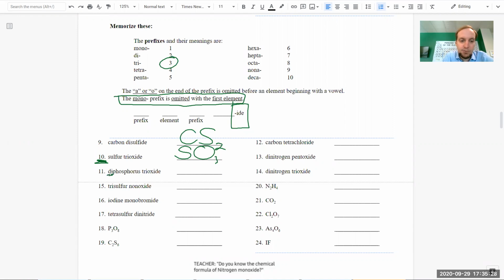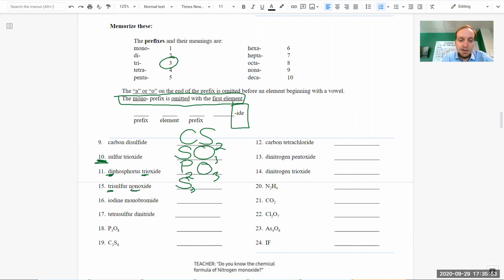Diphosphorus, okay, so now we have a prefix, diphosphorus. You guys know phosphorus, again, is P. Di means there's 2. Trioxide, oxide is oxygen, trioxide. That's diphosphorus trioxide. This is getting pretty easy, right? You guys can figure this out. Trisulfur, so there's sulfur, there's 3 of them.